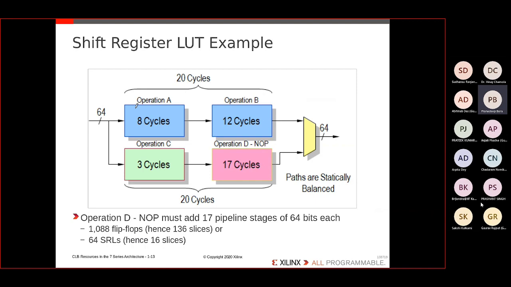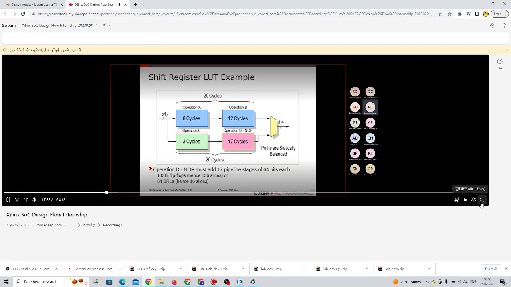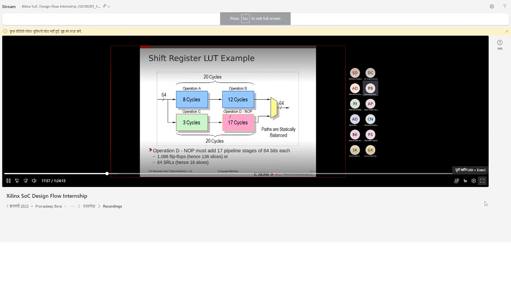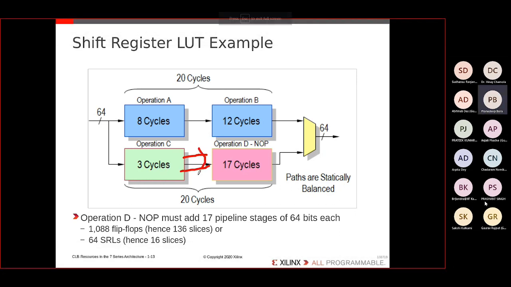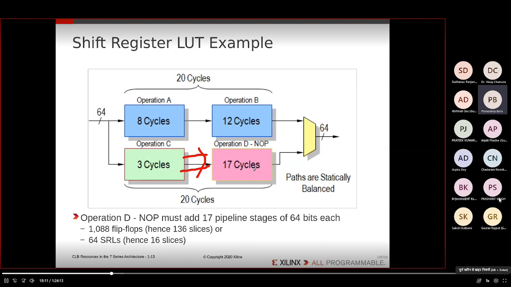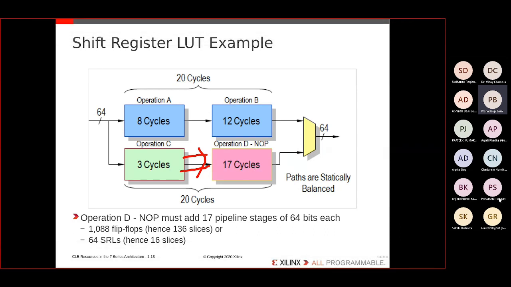So you can see here, this is a design specification. As per this design specification, I want to delay this data by 17 clock cycles. Till this point we know, right? For this 17 clock cycles, I can use flip-flops. That is the basic thing, right? If I want to register 64-bit data for 17 clock cycles, blindly we will say we'll be using flip-flops.